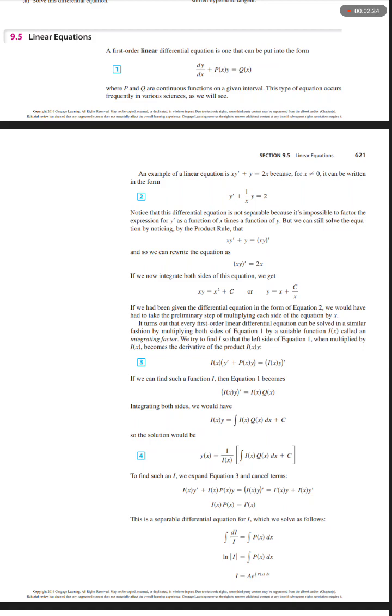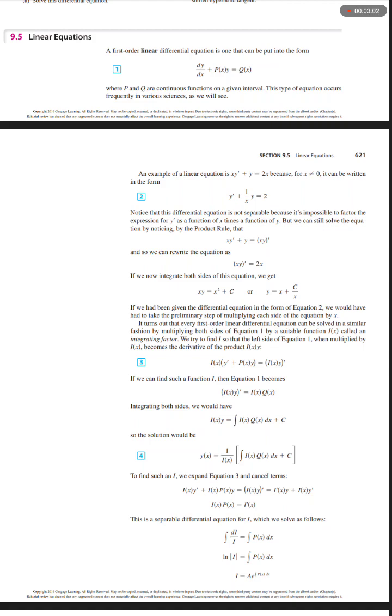If we can find such a function I, then equation 1 becomes (I(x) times y) prime equals I(x) times Q(x). Integrating both sides, we have I(x) times y equals the integral of I(x) times Q(x) dx plus C. So the solution would be equation 4: y of x equals 1 over I(x) times the bracket, the integral of I(x) times Q(x) dx plus C, close bracket.